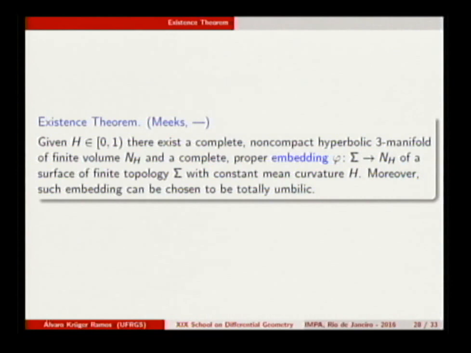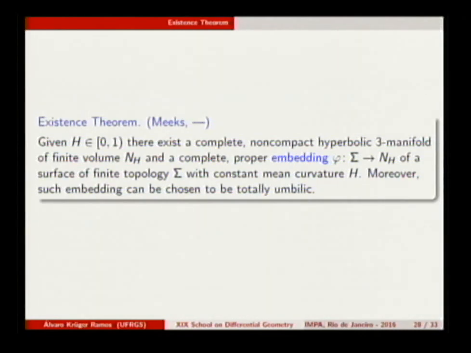I'm going to talk a little about the existence theorem, how to find embeddings of constant mean curvature surfaces in hyperbolic manifolds of finite volume. Note that this result is not: given a hyperbolic manifold, find a constant mean curvature surface. It's more like, I want something of constant mean curvature h, where can I find it? That's the result.